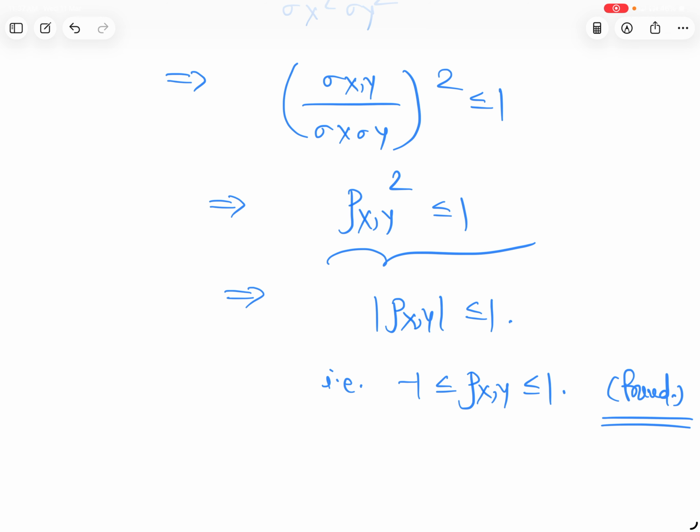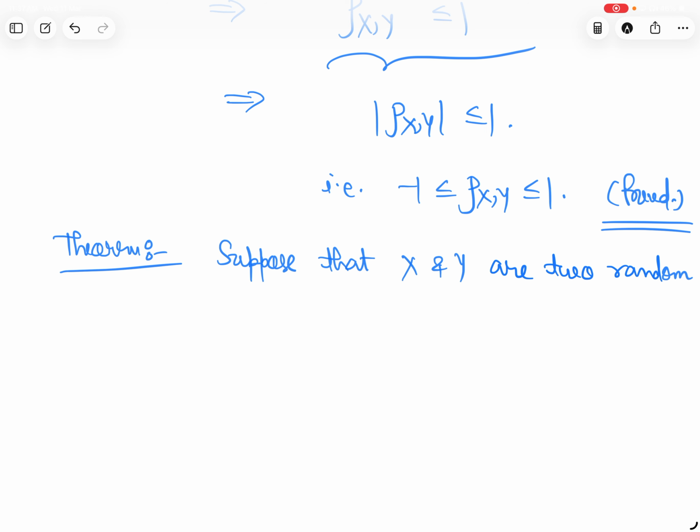Okay. Now we are going to do another result. Suppose that X and Y are two random variables for which Y is equal to aX plus b, where a and b are constants, then rho square is 1.